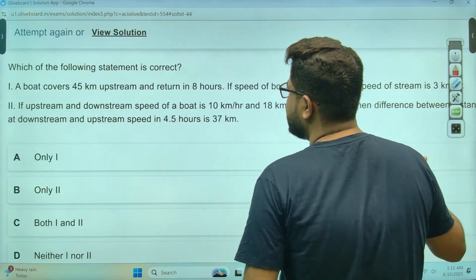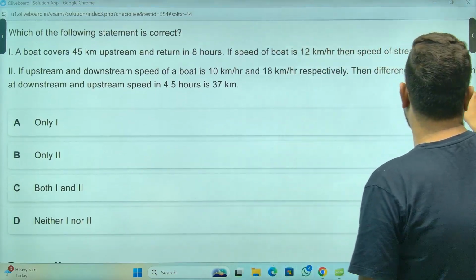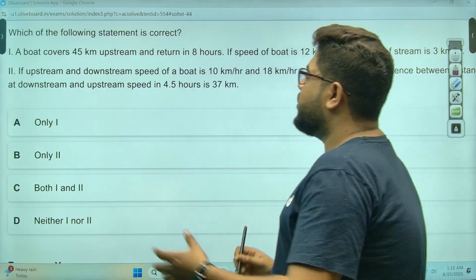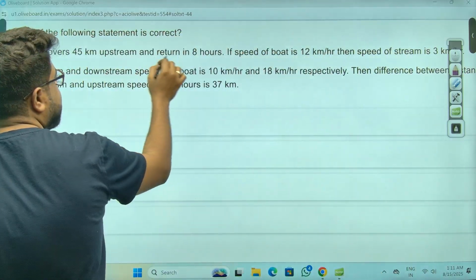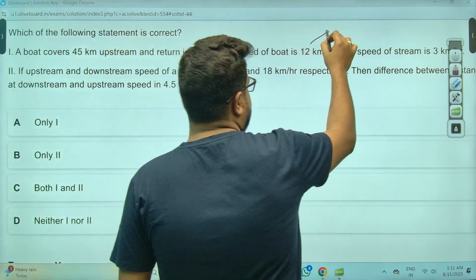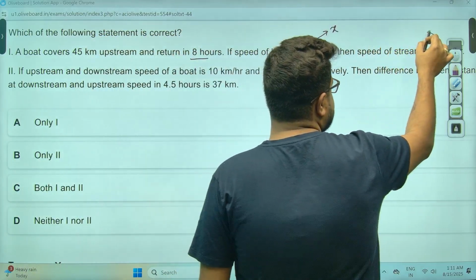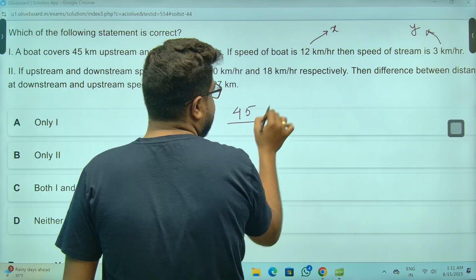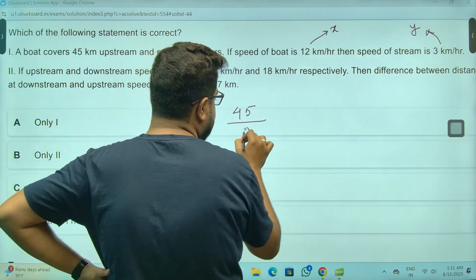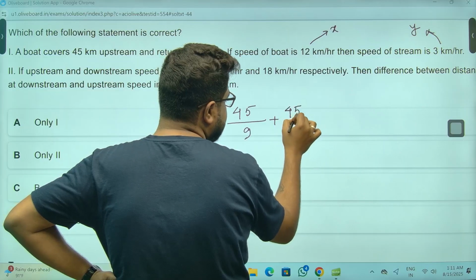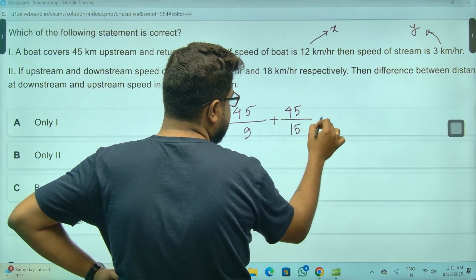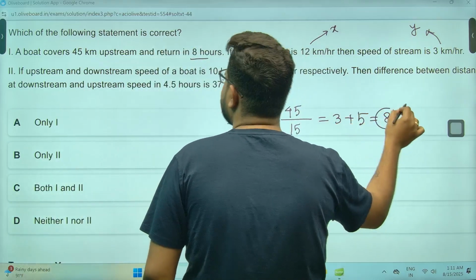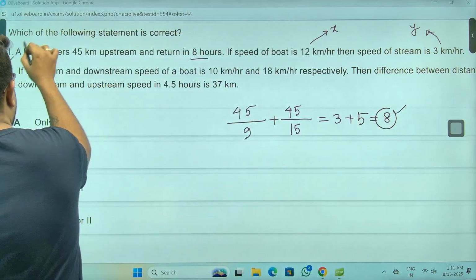Perfect. Which of the following statements is correct? A boat covers 45 km upstream and returns in 8 hours. Speed of the boat X is this, Y is this. Upstream, 45 by X minus Y, meaning 12 minus 9, so 15 hours. Return means 45 by X plus Y, that will be 15. So 3 hours here and 5 hours there. Total 8 hours. That is given? Yes, sir. So the first statement is always correct.